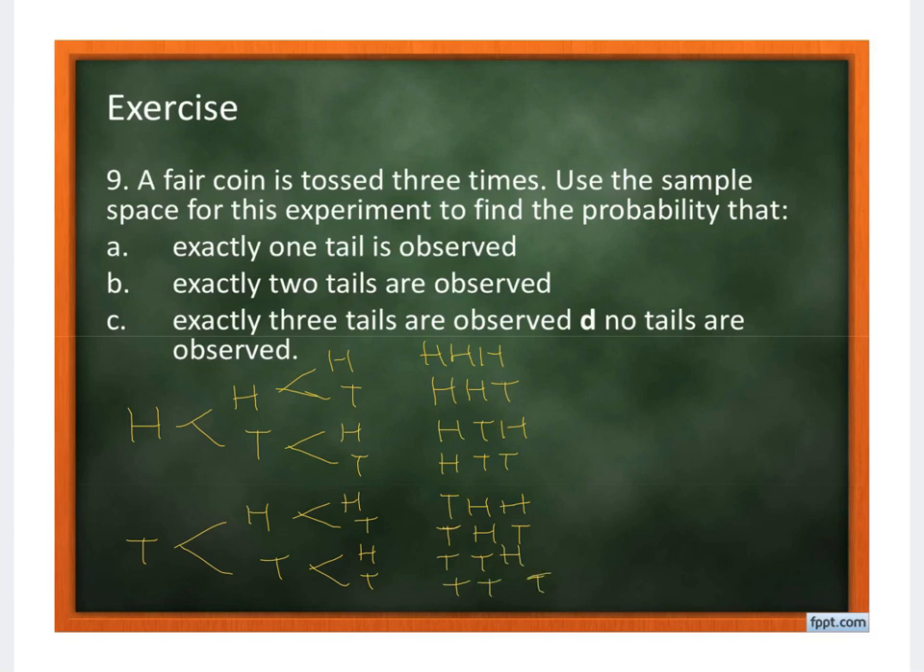Letter A, exactly 1 tail observed. 1 tail observed is here: 1, 2, 3. So 3 over 8.